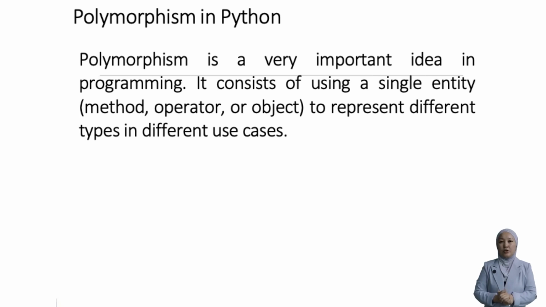Polymorphism is a cornerstone principle in object-oriented programming. The term derived from Greek means many forms. In practice, it describes the ability of a single function, method, or operator to behave differently depending on the object or data type it is acting upon. This is not a separate feature, but a natural outcome of well-designed class hierarchies and interfaces.